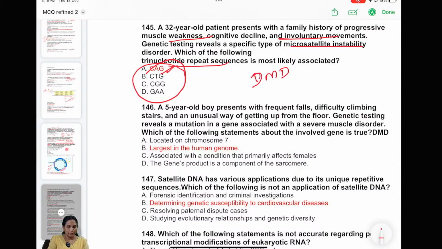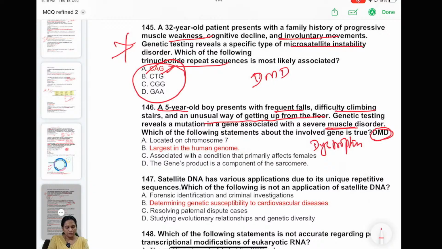A 5-year-old boy, finally I will tell. Okay, for this question: a 5-year-old boy presents with frequent falls. This is only Duchenne muscular dystrophy. Frequent falls, 5-year-old boy, difficulty in climbing, unusual way of getting up from the floor. Genetic testing shows a muscle disorder. The involved gene is the dystrophin gene. So this presentation will be in Duchenne muscular dystrophy.